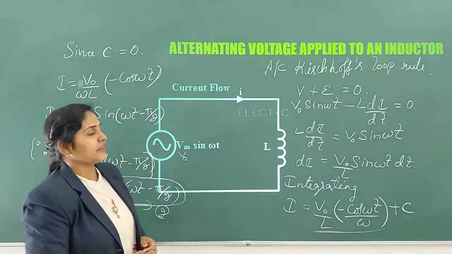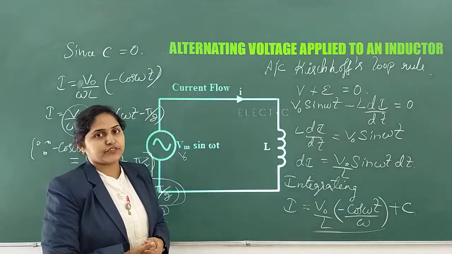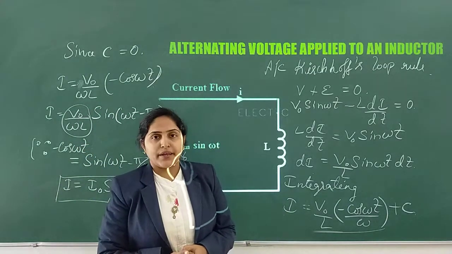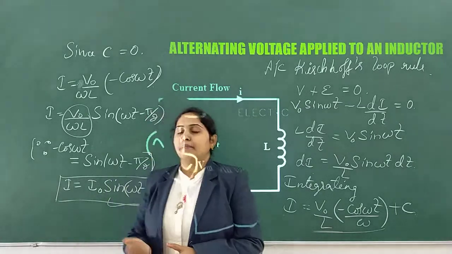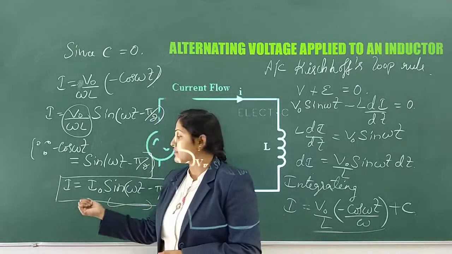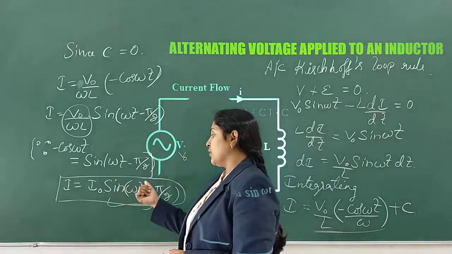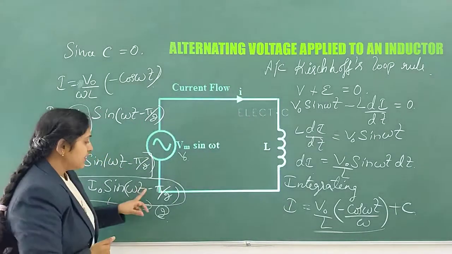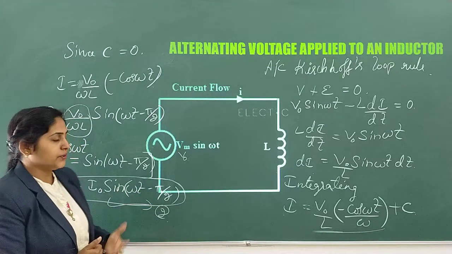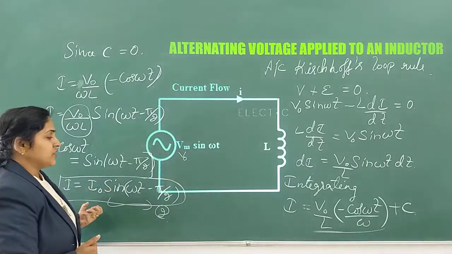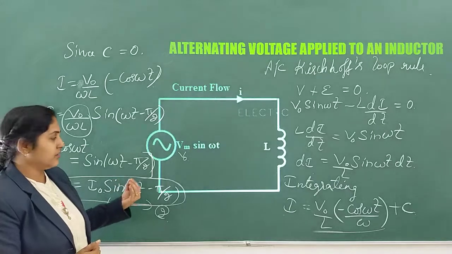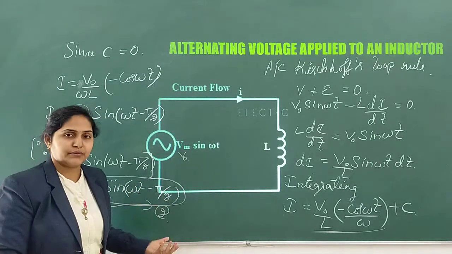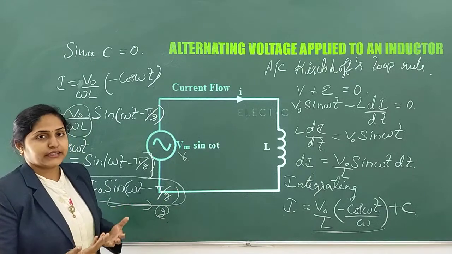Now compare the equation of current and voltage. The equation of voltage was V equals V naught sin omega t, but the equation of current we obtained here is I equals I naught sin (omega t minus pi by 2). So here it is omega t minus pi by 2, that is nothing but current lags behind the voltage by 90 degree or pi by 2. In terms of radian it is pi by 2, in terms of degree it is 90 degree.